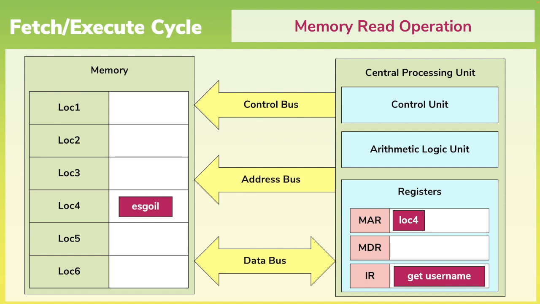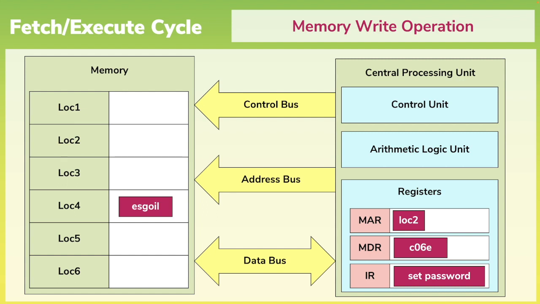Let's have a look at the steps involved in a memory read operation. The memory address register sets up the address bus with the relevant memory location to be read from. The control bus read line is activated. The contents of the address held on the address bus are placed onto the data bus. And lastly, the data bus transfers the data from memory to the memory data register.